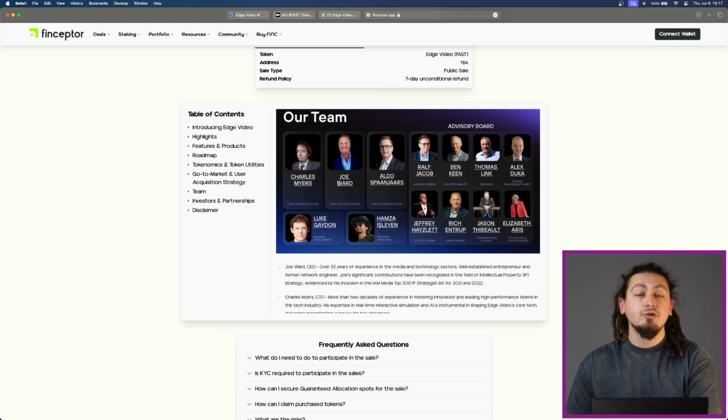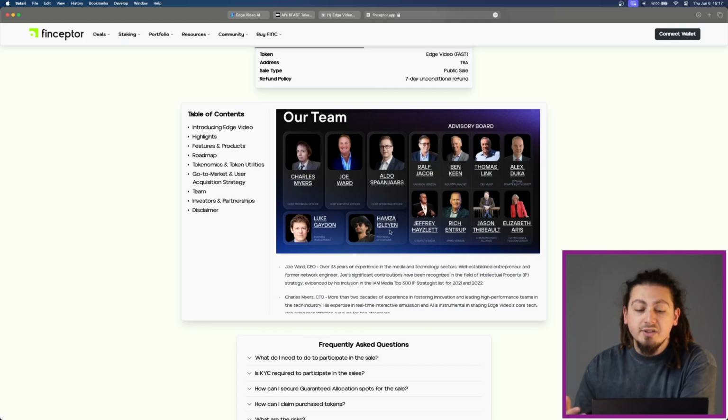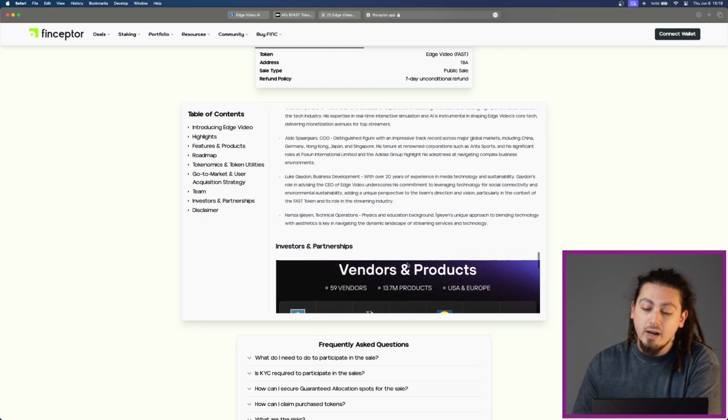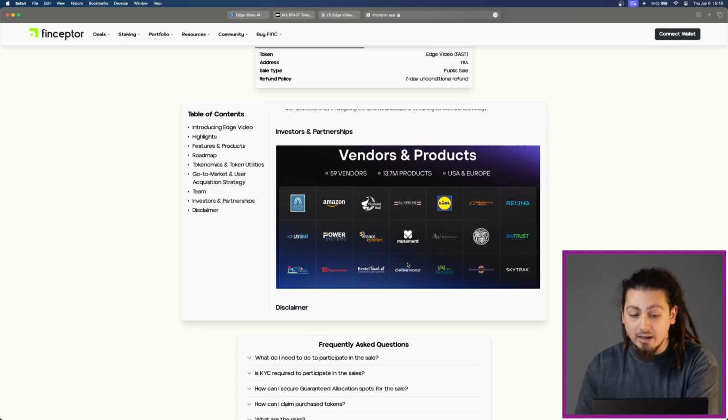On Finceptor, you can also see the team information. Their CEO is Joe Vort, with over 33 years of experience in the media and technology sectors, which they need if they want to implement video AI into blockchain technology to its full potential. Their CTO is Charles Myers, with more than 2 decades of experience in fostering innovation and leading high-performance teams in the tech industry. Their COO is Aldo Spanyars, a distinguished figure with an impressive track record across major global markets, including China, Germany, Hong Kong, Japan, and Singapore.